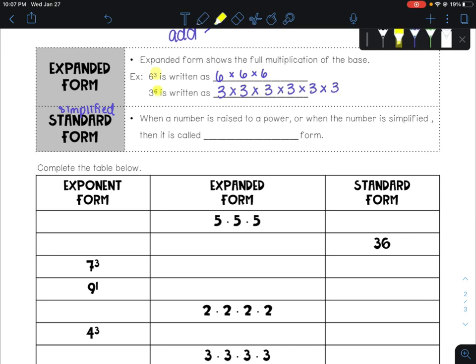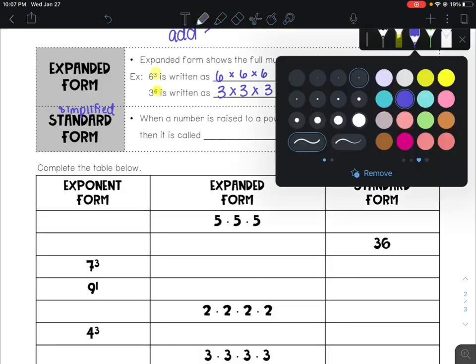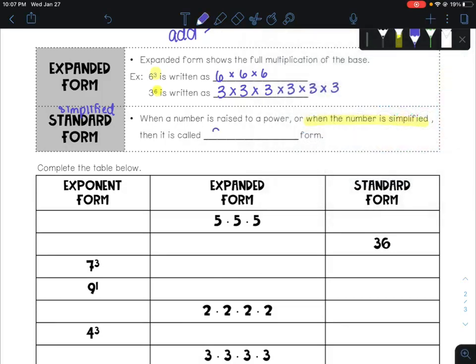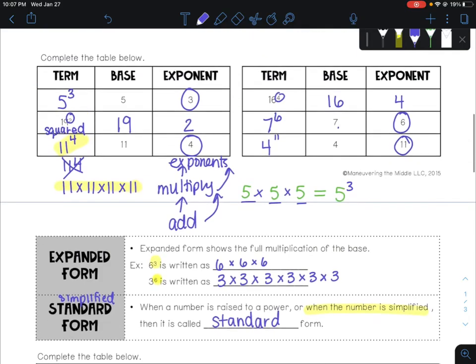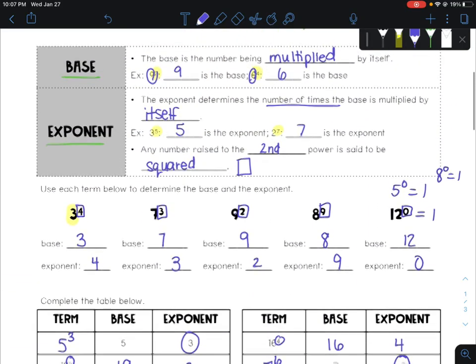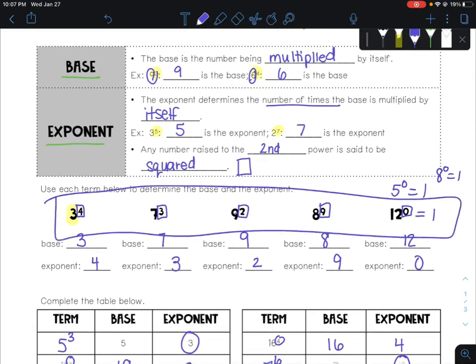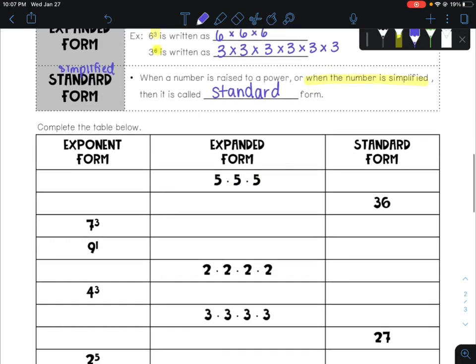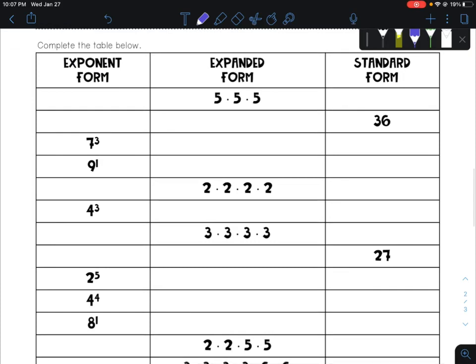That is what the 6th power means. Okay? Now, standard form would be when you simplify the number, when you actually raise it to that power and get the final answer. That is called standard form. Okay? The last one that we're not writing here that we already talked about is when you have it as exponent form, which is what all of these are in. A number raised to a power. That's exponent form.